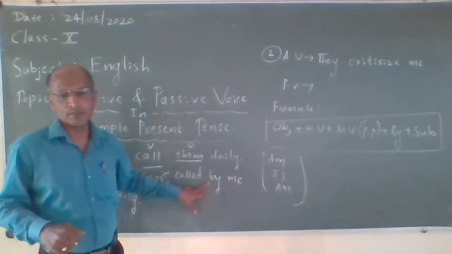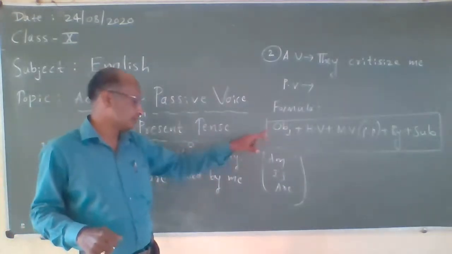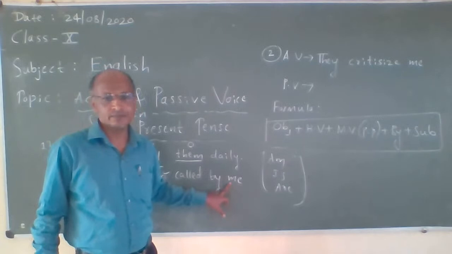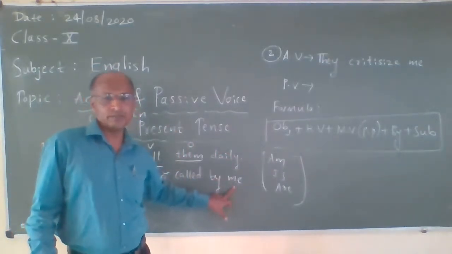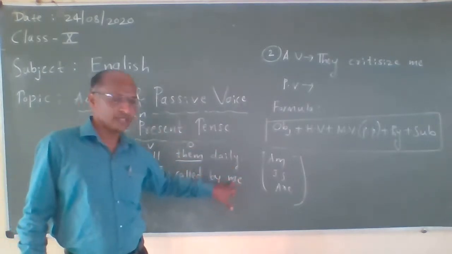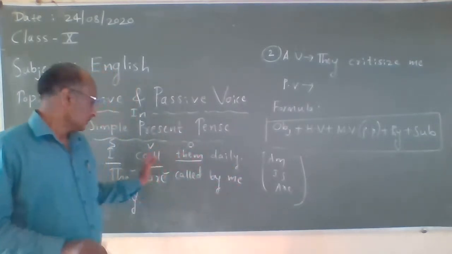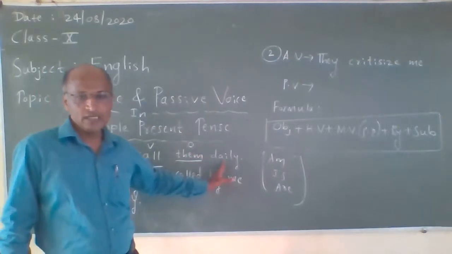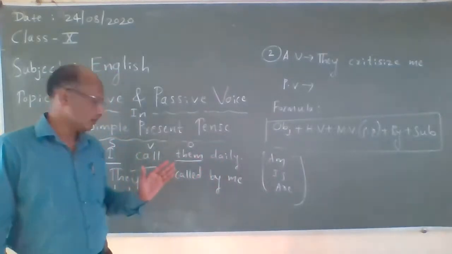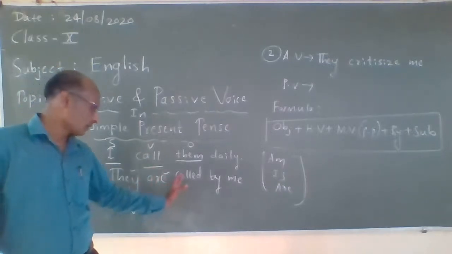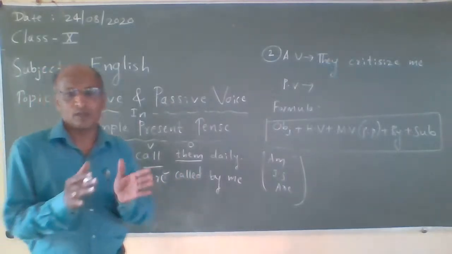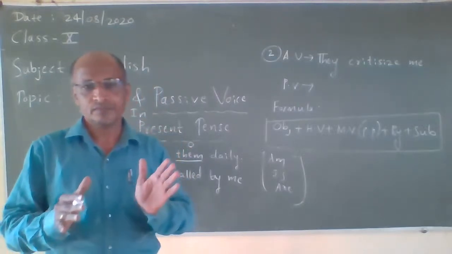We have taken by preposition. After that, subject. See, I is changed here. I is changed to me. The subject is I, and I is changed to me. See, the active voice: I call them daily. This is active voice. We have changed from active to passive as: they are called by me daily.